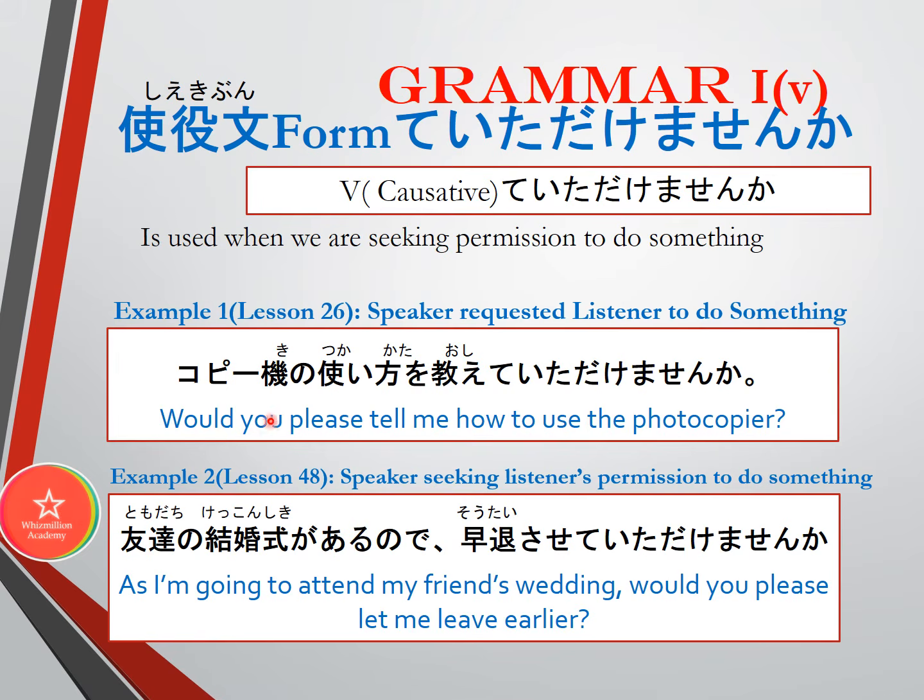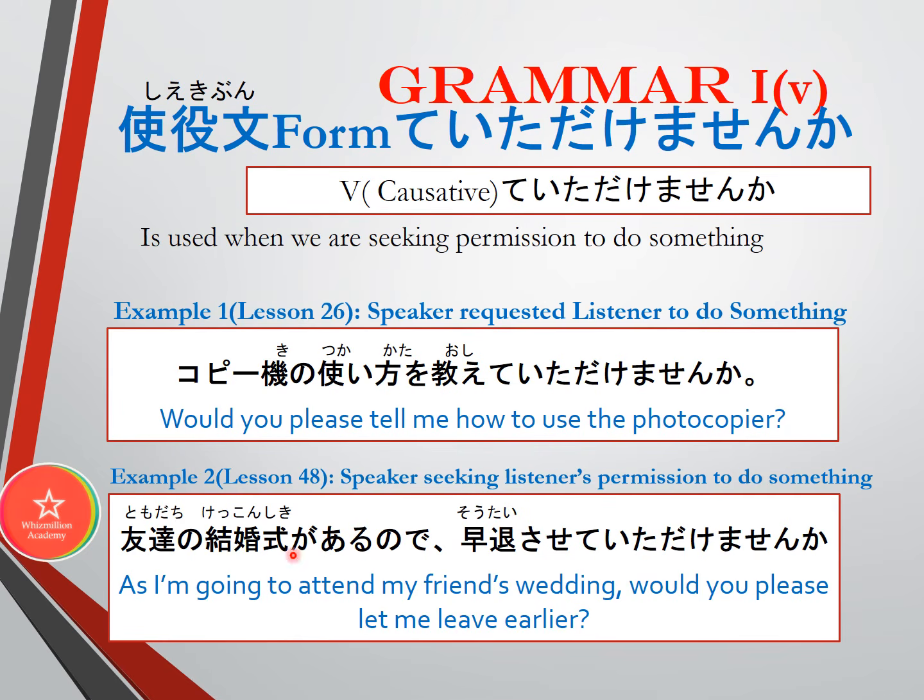Okay, lesson 48. In this lesson, the verb is not just a simple verb, it is a causative verb. So you have to convert the verb into a causative form and then combine it with te itadakimasen ka. When we do that, we can only use this sentence to seek permission from another person to do something. So we, as the speaker, are the ones doing something and we are simply asking the permission of the second person. When we are doing that, we can use the lesson 48 sentence.